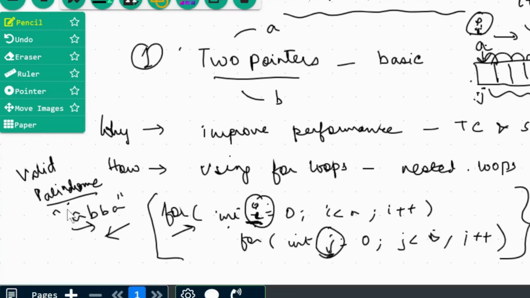So in the case of valid palindrome, we can have one pointer at the beginning, another pointer at the end. We'll check if the values at i and j are equal. If they are equal, we'll proceed. Again, we'll do the same check. The moment i and j are not equal, we'll break. As simple as that. So in one single pass, in one single iteration, we're able to solve this.